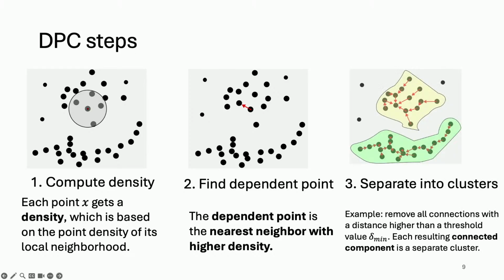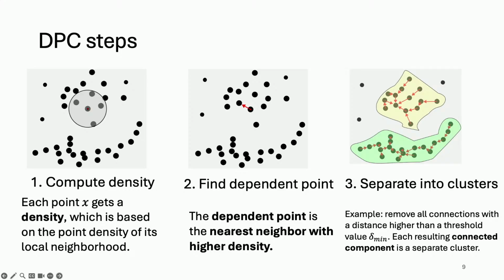Okay, and then in the second step, every point is going to draw an edge to its dependent point. So you're going to end up with a graph. In the third step, we're going to remove all of the edges that are greater than some distance. This threshold is user defined. And then what remains is a bunch of connected components, and each of these components corresponds to a separate cluster.